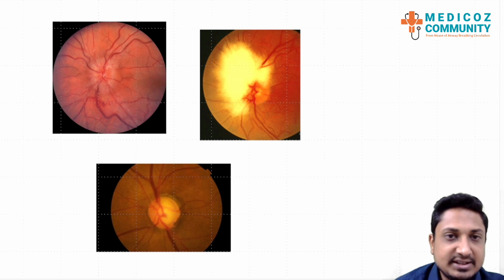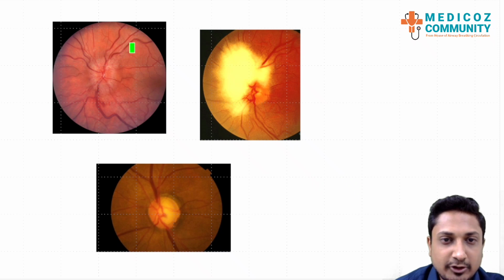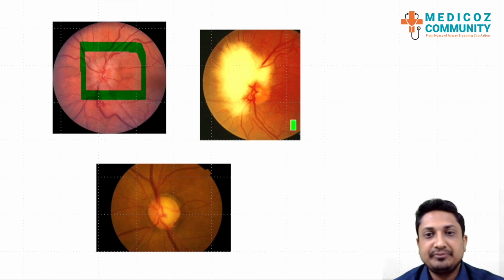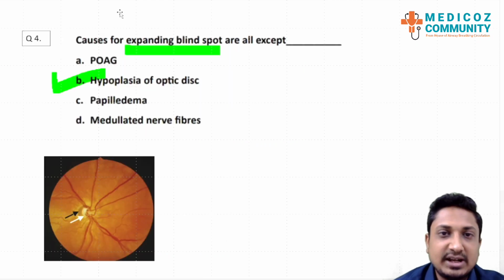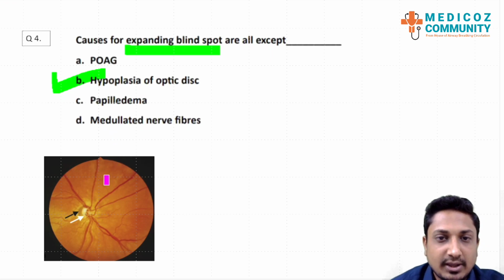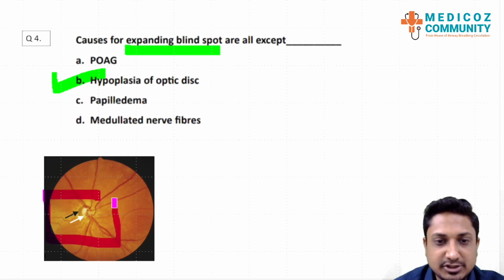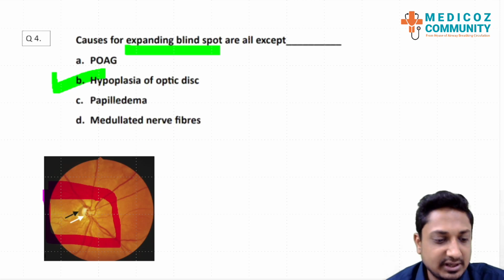We'll see it in the form of images. What is this? This image is papilloedema. You can see all the margins of the disc are blurred here. Okay, what is this? This is myelinated fiber around the disc, so it is obscuring one of the margins of the disc. And what is this? This is cupping seen in the disc. This is primary open angle glaucoma with the cupping seen, and this is myelinated nerve fiber. So this image that I had shown here is actually hypoplasia of optic disc, and hypoplasia of optic disc will never cause expanding blind spot.